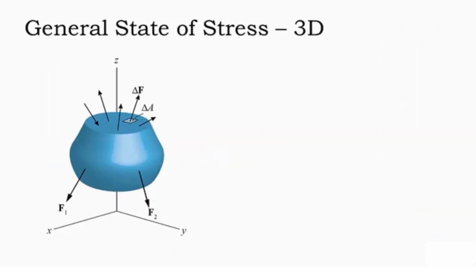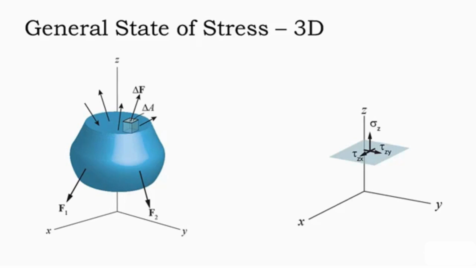Let's now look at the general state of stress in 3 dimensions. We just looked at decomposing the resultant force delta F into 3 stress components, sigma z, tau zx, and tau zy, on the small area delta A. If we're talking about stress at a point in a material, we have to remember that that material exists in 3 dimensions. So it is not really a small area delta A, but a small volume delta V.